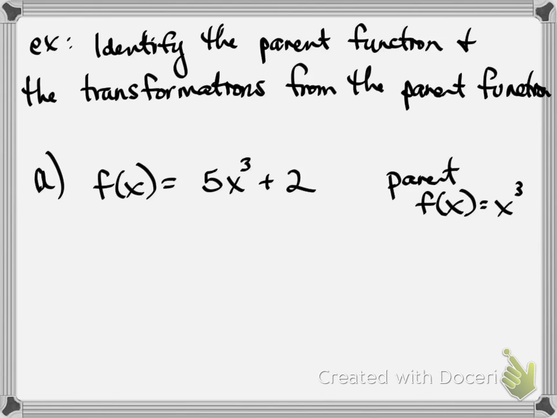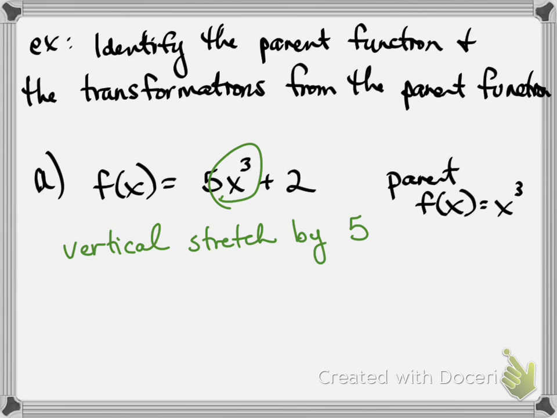Well, the 5 is multiplied out front of the x cubed, not inside with it. So it's a vertical, because it's times the whole function, times the x cubed. And because 5 is greater than 1, it's a stretch by a factor of 5. And then the plus 2, that's happening to this x cubed. It's not inside with x. It's happening to the whole thing. So it's a vertical shift up 2. We'll do one more.